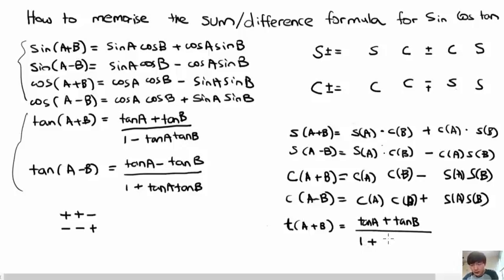And it's 1 plus tan of, oh, sorry, I messed up. There's actually a minus sign here. That's a plus, plus, minus, as I said here. It's a plus, plus, minus. It's tan of A plus tan of B, and then 1 minus tan of A multiplied by tan of B.